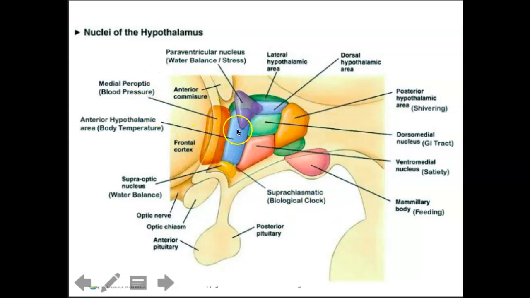Other nuclei worth mentioning are the body temperature regulator, which is the anterior hypothalamic area, then the blood pressure area, medial preoptic. Again, these are anatomical names here. Paraventricular, which deals with water balance and stress. Others that deal with temperature and responses to temperature: the posterior hypothalamic, which directs shivering. Ventromedial, which contains the nucleus regulating appetite and satiety, and others that are not in this picture.